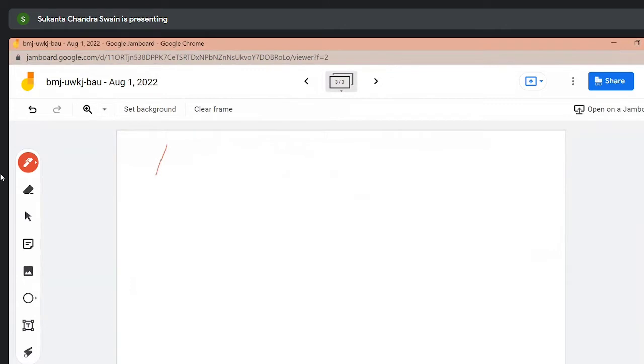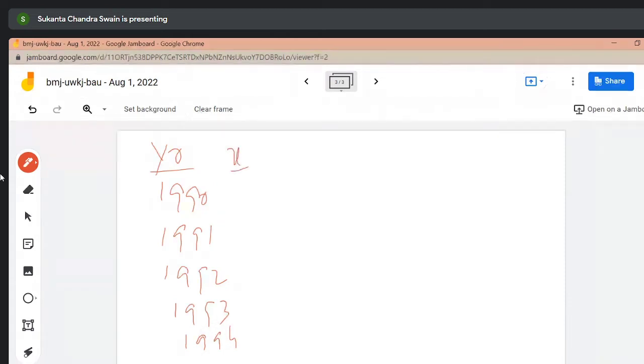Suppose year is given like this: 1990, 91, 92, 93, 94. So we'll first convert it to x. As per the shortcut method, we have to assign year such values that sigma x will be 0.